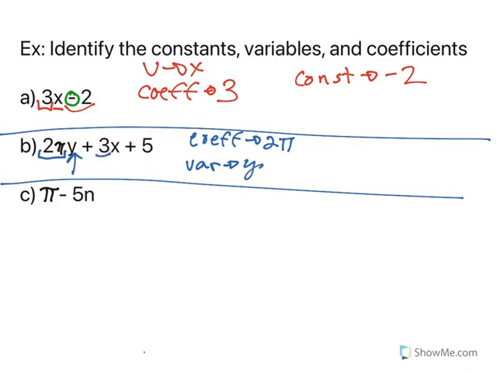Then in my next term, I have a 3. Well, that's a coefficient because it's in front of the x, which would be a variable. And then I've got this lonesome 5 all by itself. So that right there would be the constant.